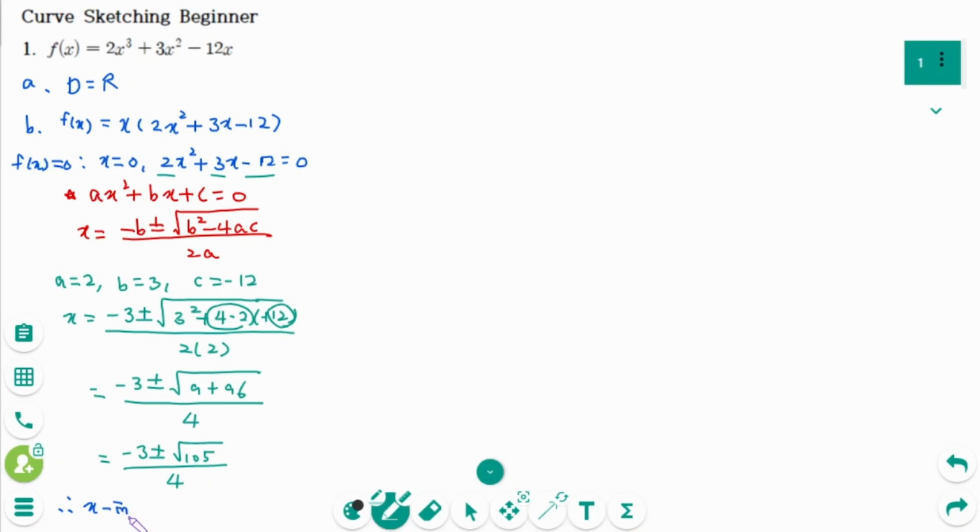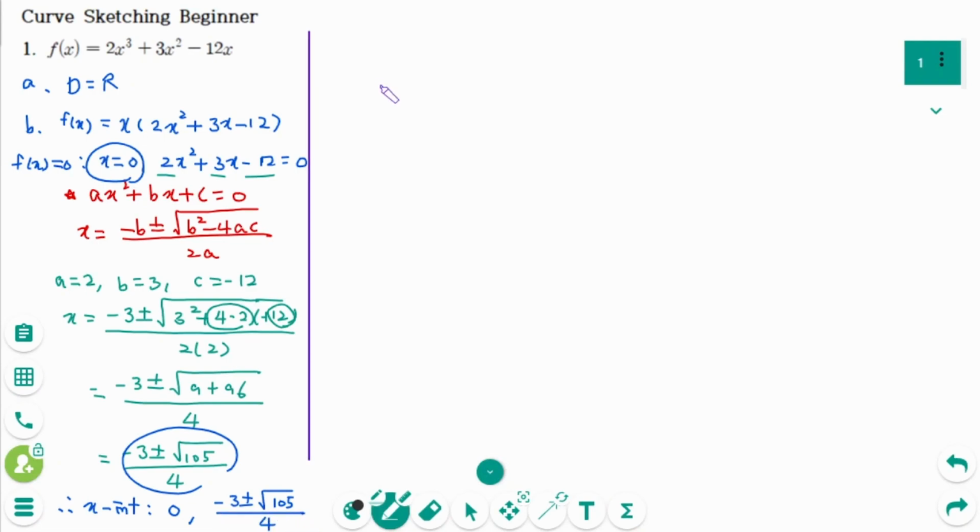Then x-intercepts are 0 and minus 3 plus minus square root of 105 over 4. And f of 0 equals 0 plus 0 minus 0, which is 0. Then y-intercept is 0. And f is a polynomial, so there is no symmetry, no asymptote.